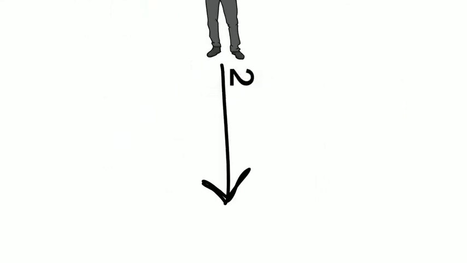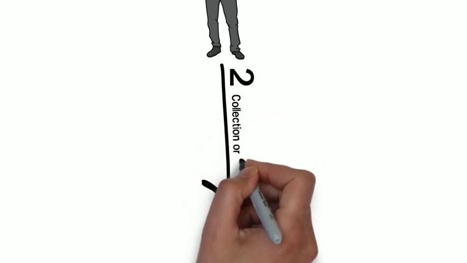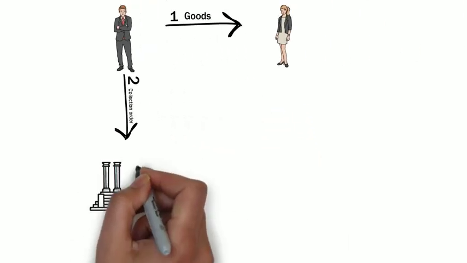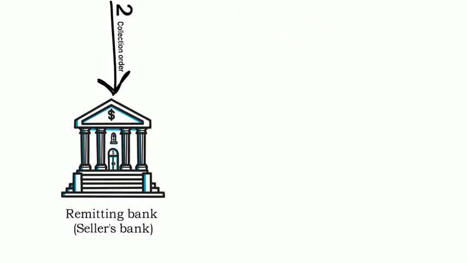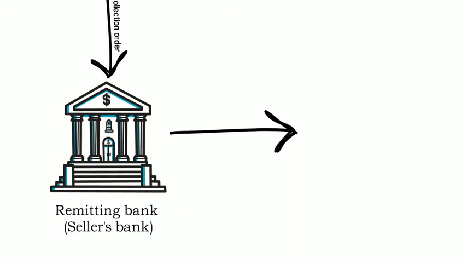2. The seller prepares and presents a document package to his bank consisting of A. a collection order specifying the terms and conditions under which the bank is to hand over documents to the buyer and receive payment, B. the negotiable transport document, C. other documents, for example insurance document, certificate of origin, inspection certificate, as required by the buyer.